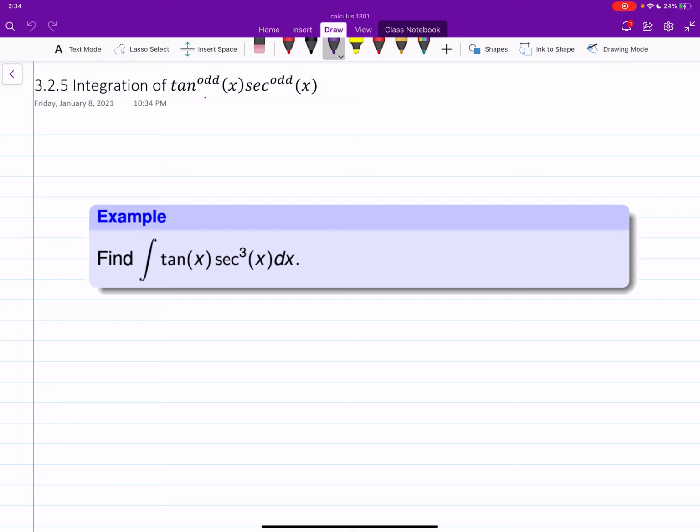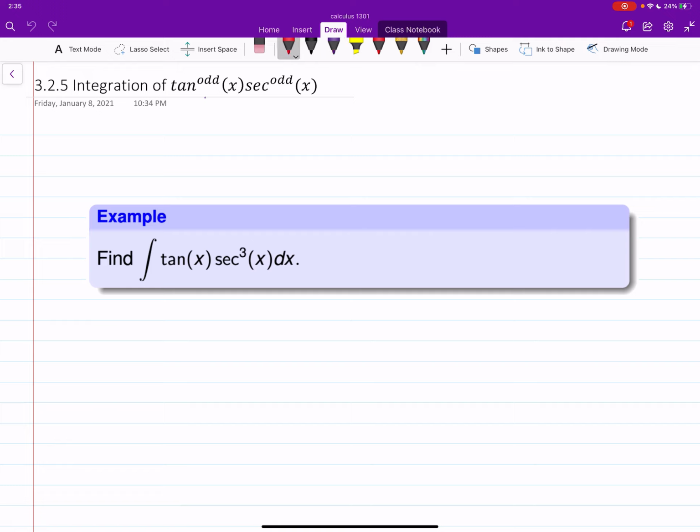Hello everyone. In this video, we will learn how to integrate the functions which are products of odd powers of secant and tan. Tan to the power 1 times secant to the power 3, or any other powers, we will learn how to integrate these integrals.